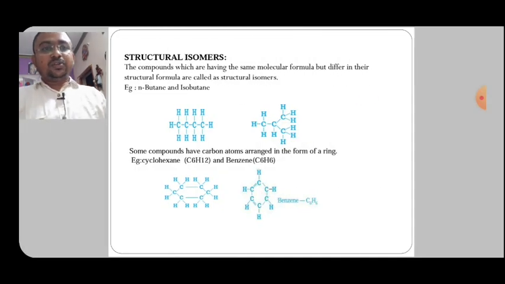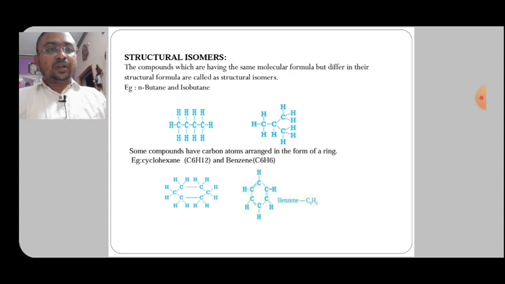Coming to the structural isomers, compounds which have the same molecular formula but differ in their structural representation are known as structural isomers. Examples are n-butane and isobutane. In n-butane, all the carbon atoms are linked with each other linearly, but in the case of isobutane, the compound has a branch.